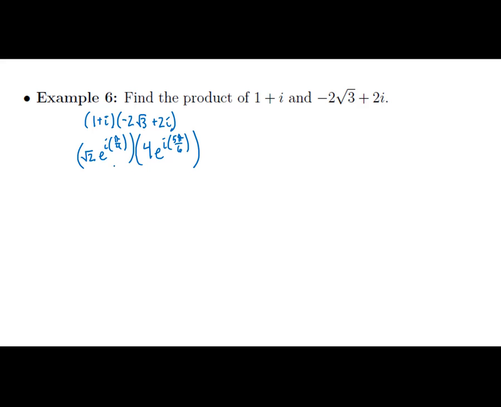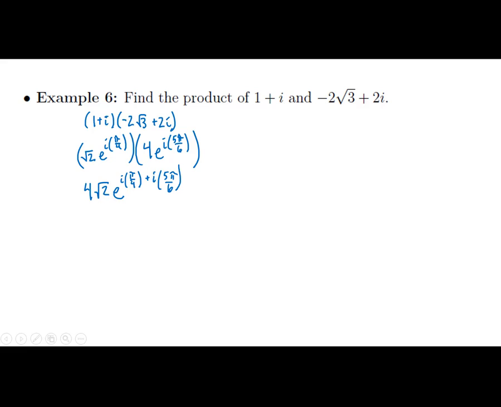And the nice thing here, no more foiling required, right? There's no pluses or minuses or anything. So all I have to do is take root 2 times 4, so that's 4 root 2. And then I'm multiplying exponents with like bases. And remember, when we multiply exponents with like bases, you just simply add the exponents. So just using our exponent laws here.